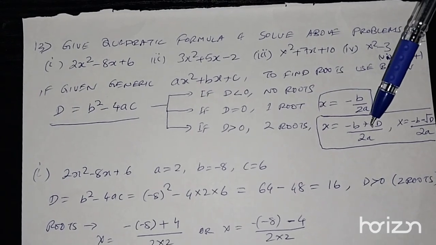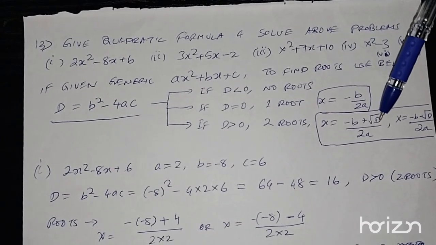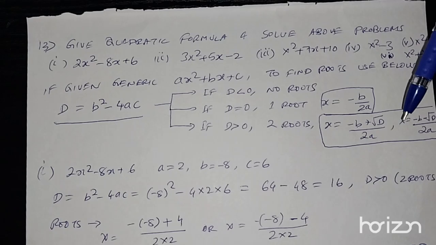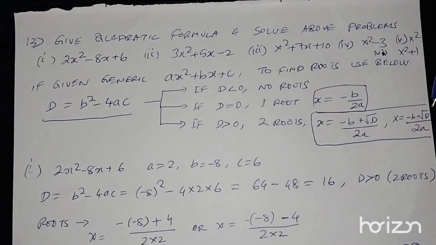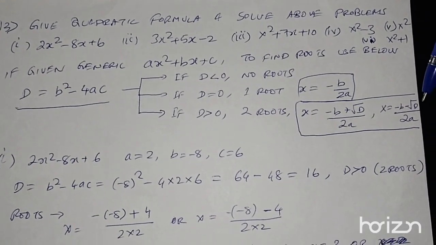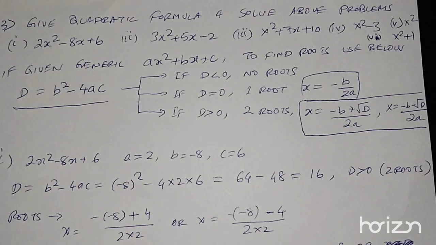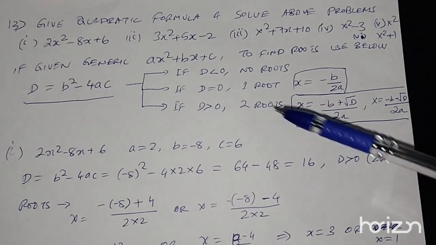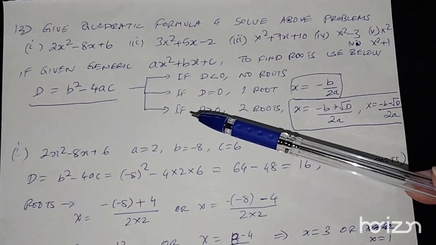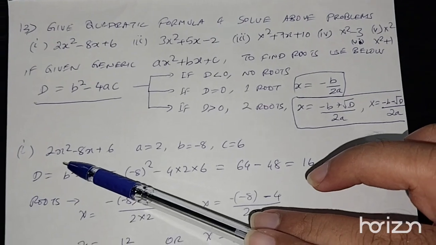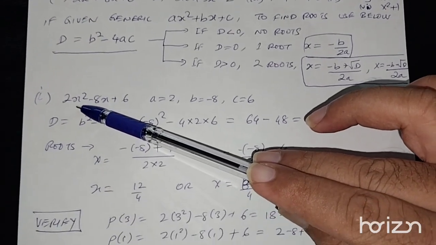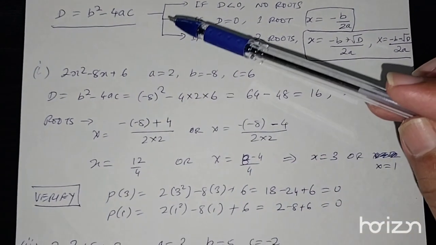One root will be minus b plus square root of D divided by 2a, and the other root will be minus b minus square root of D divided by 2a. So this is the formula for solving the quadratic equations. Okay, let us try it out on this expression, 2x squared minus 8x plus 6.